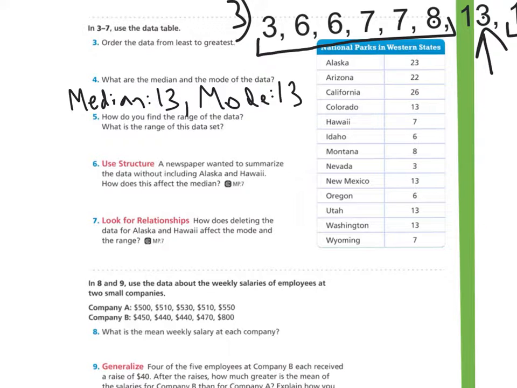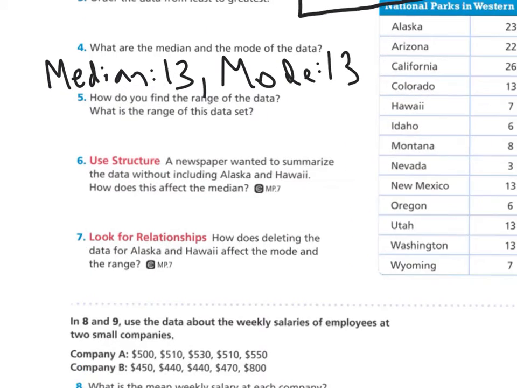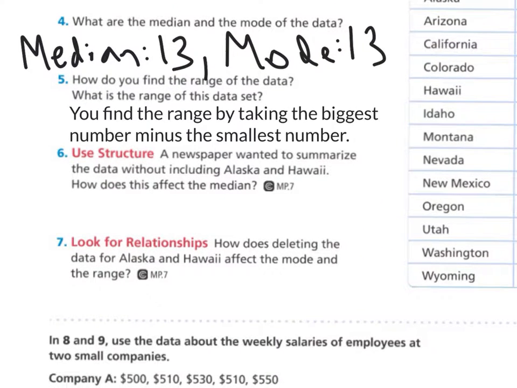Okay, the next question is, how do you find the range, and then what is the range? So the range, remember, and we find that by taking the biggest number minus the smallest number, and now actually define the range.